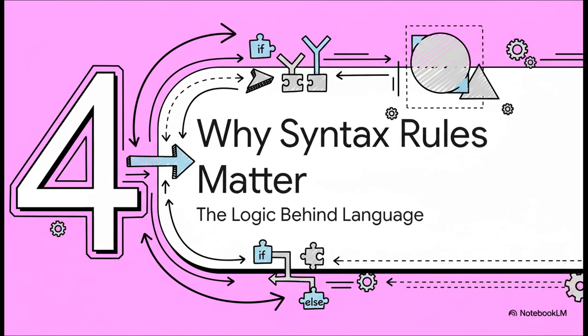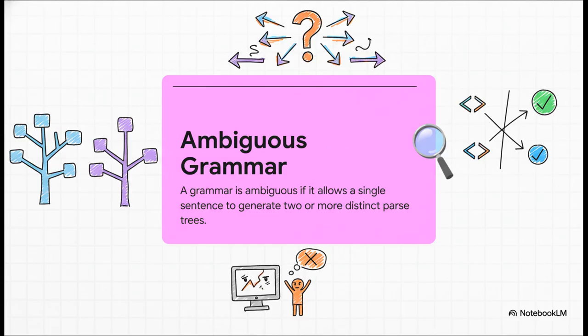Okay, so let's zoom out for a second. Remember that dangling else problem we talked about? Well, it's not just some weird random quirk. Understanding it actually helps us see the much bigger picture of how programming languages are designed. The official, fancy term for that dangling else issue is ambiguous grammar. And it's a huge no-no in programming.